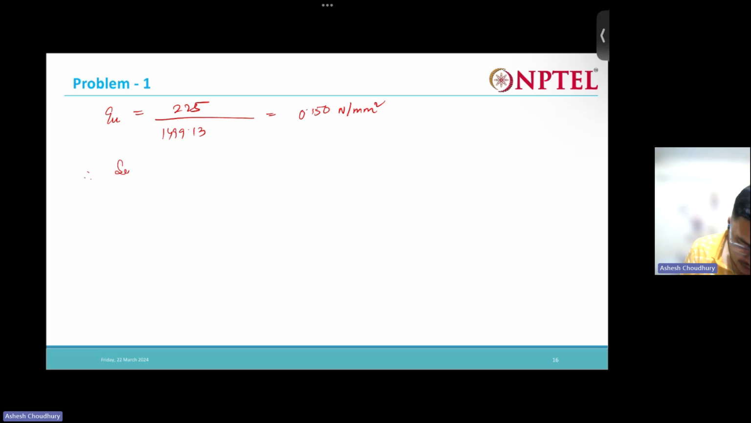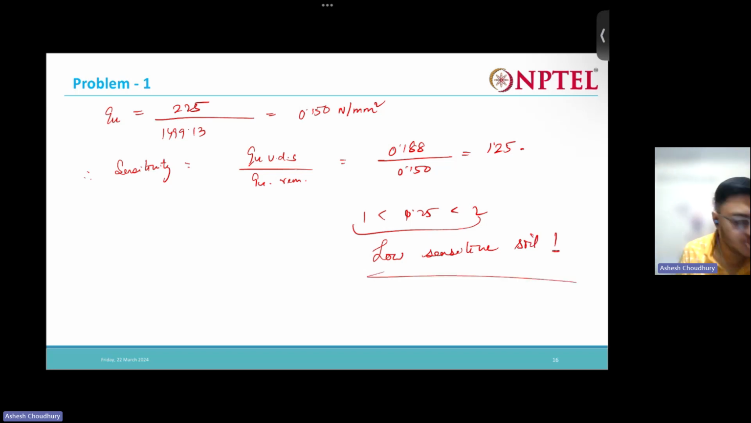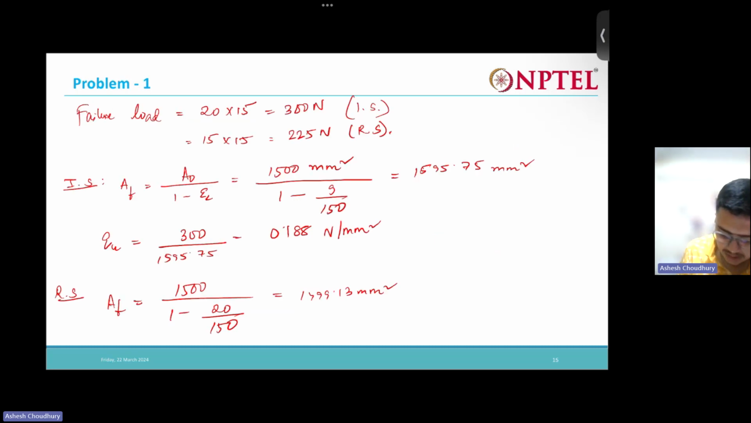Therefore sensitivity is qu undisturbed by qu remolded. So it is low sensitivity, if it is between 1 and 2, right? So it is a low sensitive soil. Okay, low sensitive soil. All right.